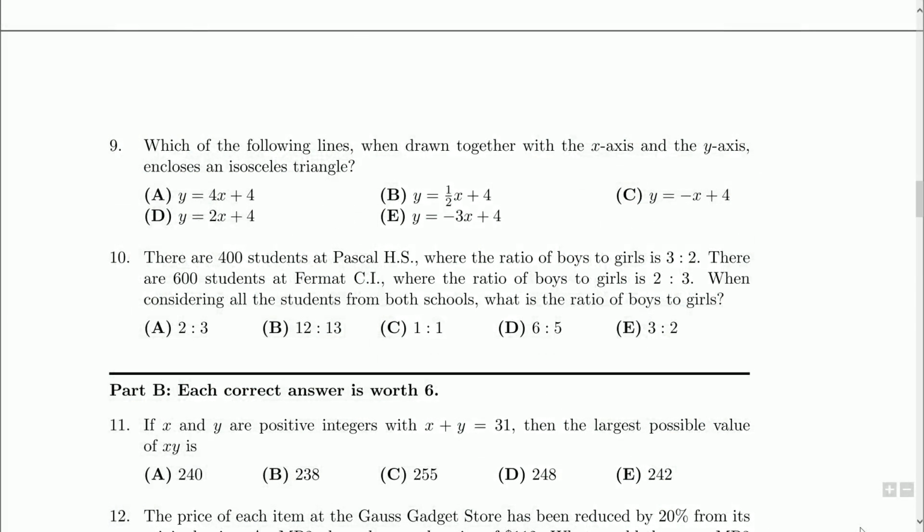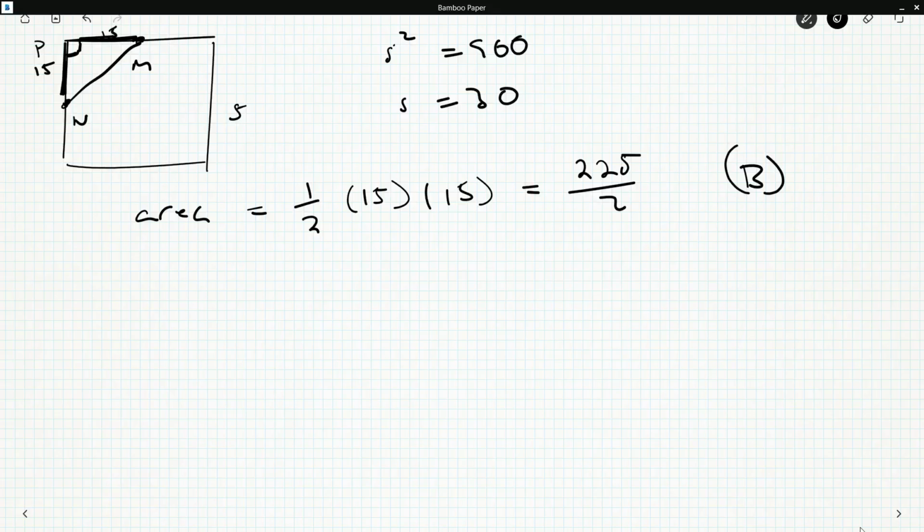Which of the following lines, when drawn together with the x-axis and y-axis, encloses an isosceles triangle, a triangle with at least two sides having the same length? Some people like to distinguish between isosceles and equilateral. I would say an equilateral triangle where all three sides are the same is technically an isosceles triangle. It's just there's something better you can say about it.